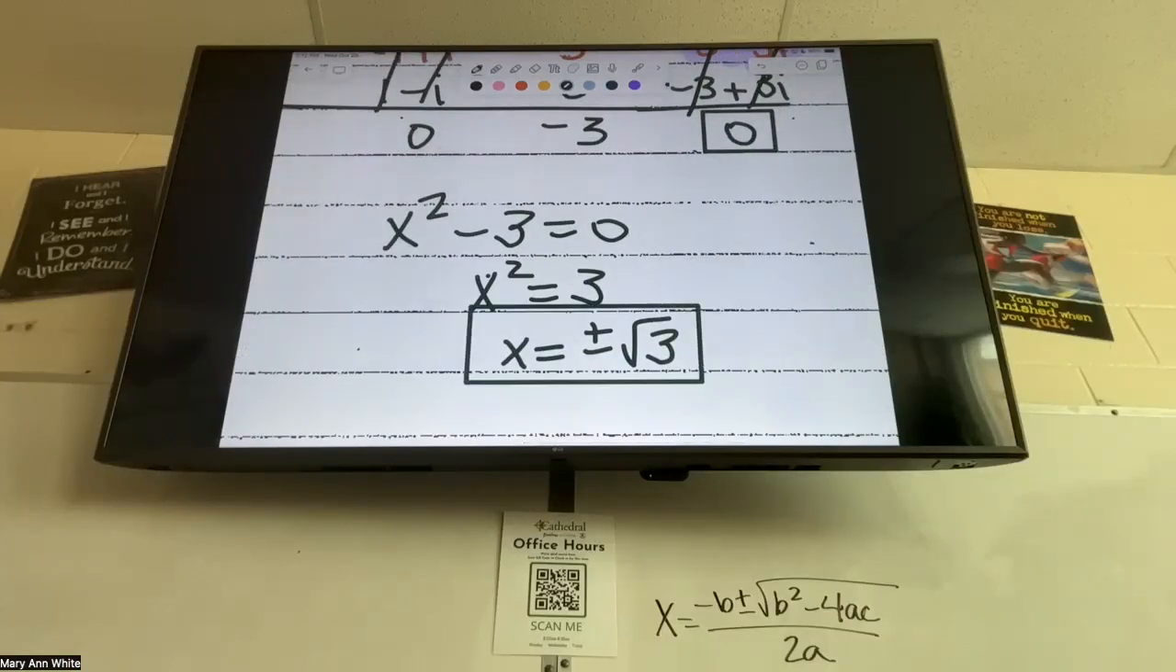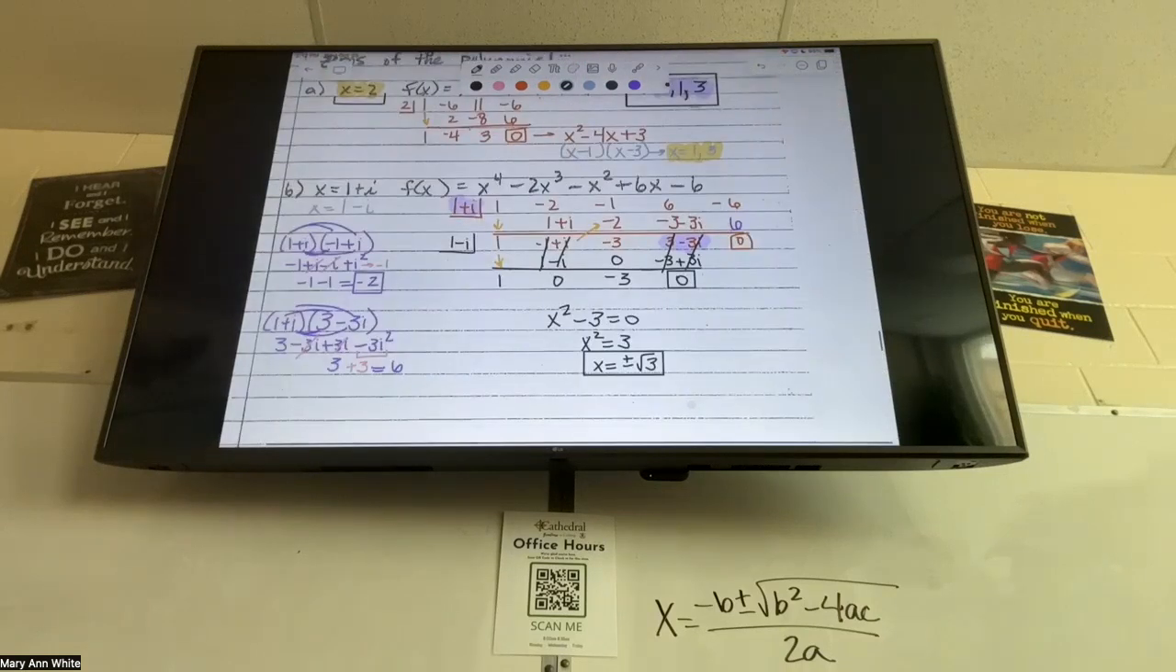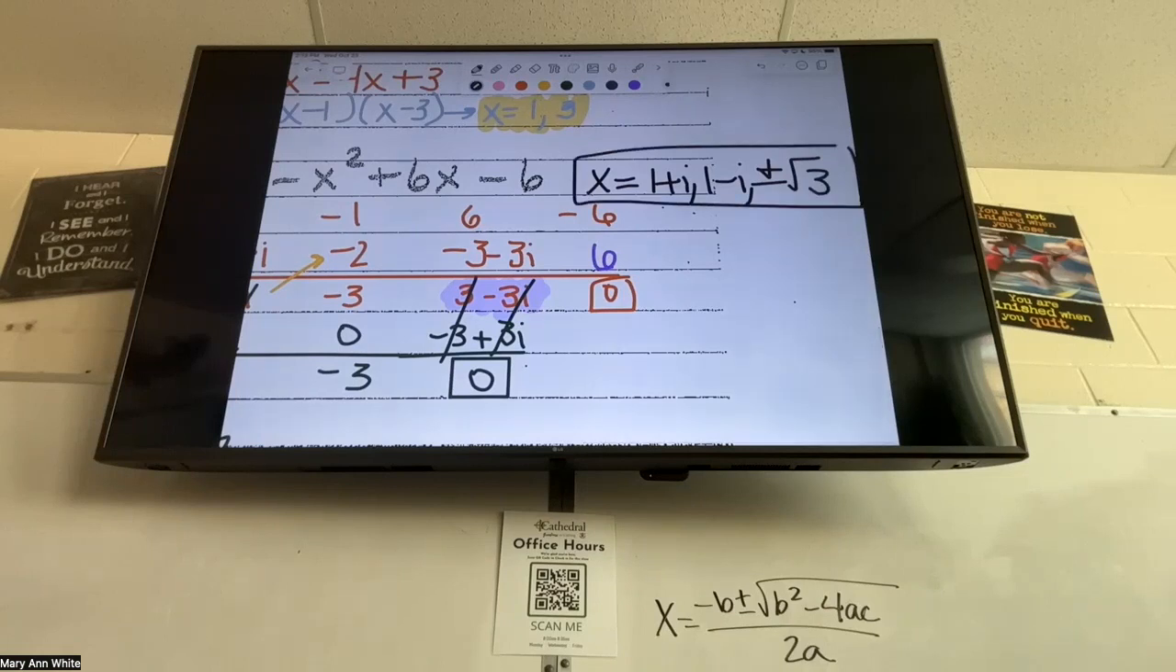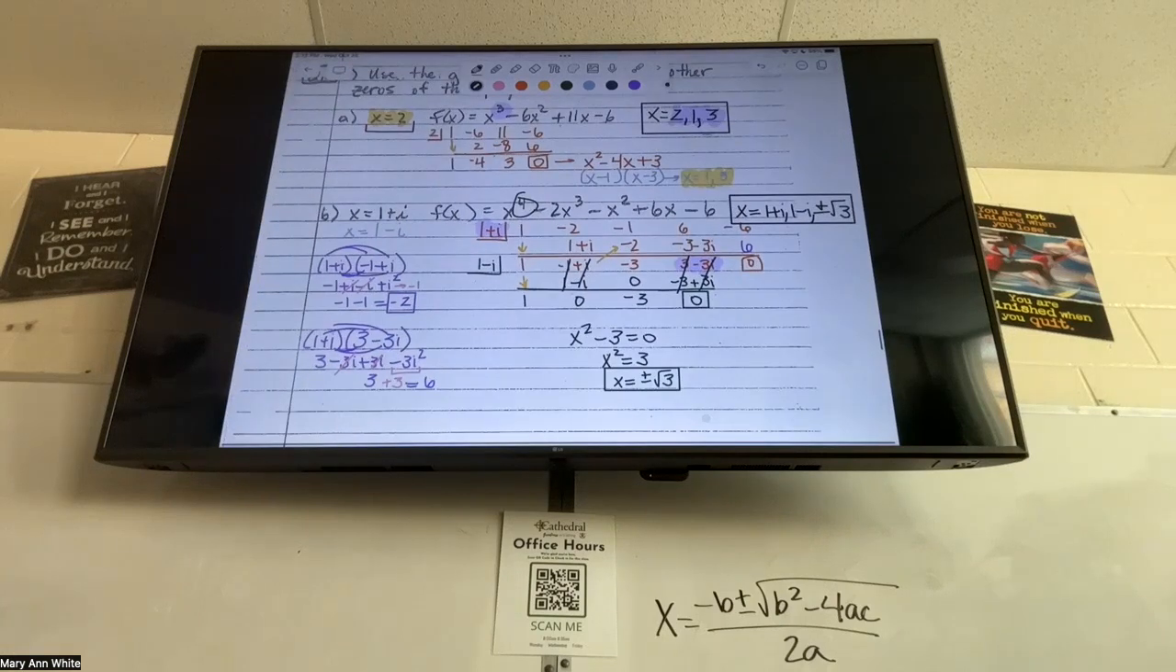Don't forget the 1 plus i. Would it not be x cubed? We started with x to the 4th and we synthetically divided twice, so we go down 2 levels. Yes, okay. Don't forget my other zeros. So I'm going to go all the way back and do 1 plus i, 1 minus i, plus or minus root 3. And as you see, we had a quartic function and we got 4 zeros, which is exactly what we want.